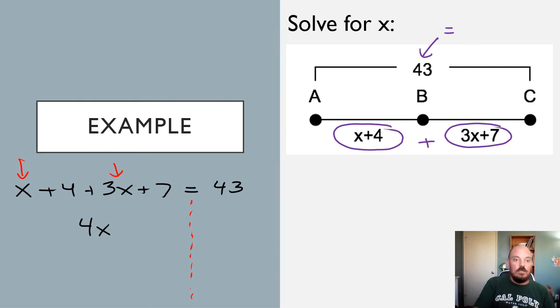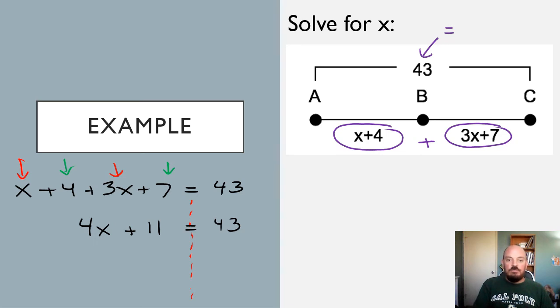And right here, I have a 4 and a 7. 4 plus 7 is 11, so I'll just change that to plus 11. And I'm going to leave the 43 for now. So I combined my like terms. I added my x's together. I added my numbers together. Now we're ready to do the actual solving.